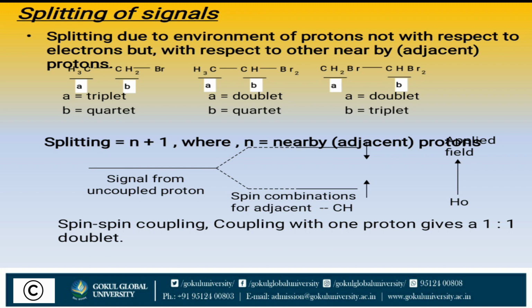When n is 0, the signal is a singlet, then doublet, triplet, quartet. This is our example.